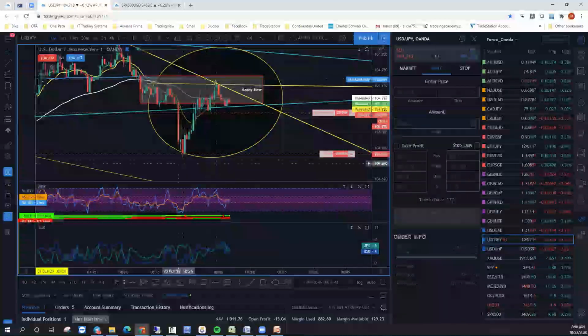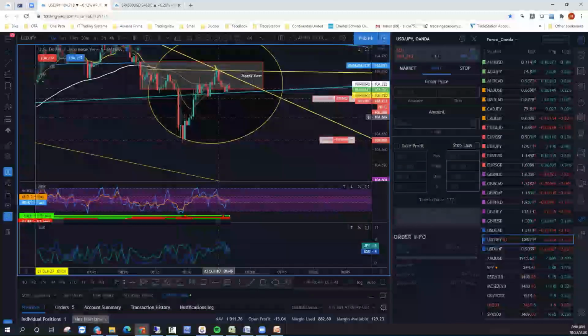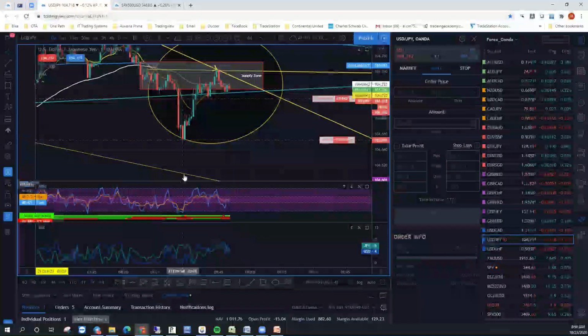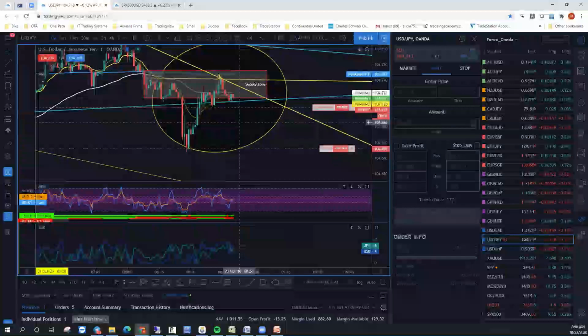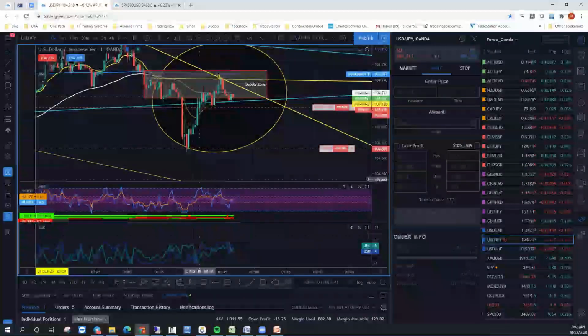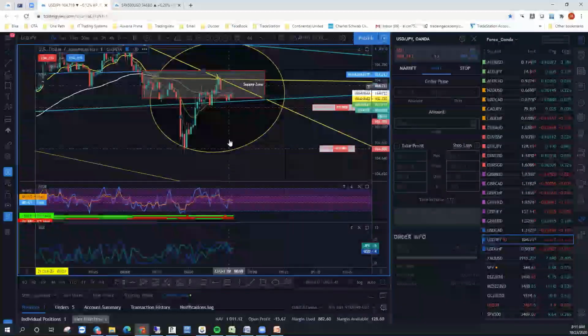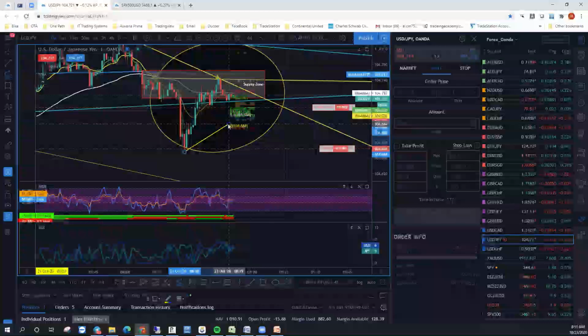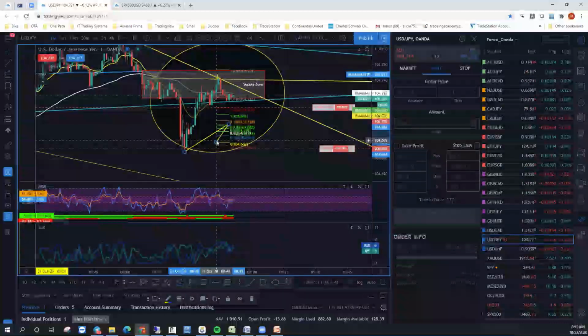And then if this breaks, there would be a possibility of a target of, oh, let's see here. Based on some random Fibonacci's. If you're looking at this. Oh, that's the wrong way. Disregard that one.